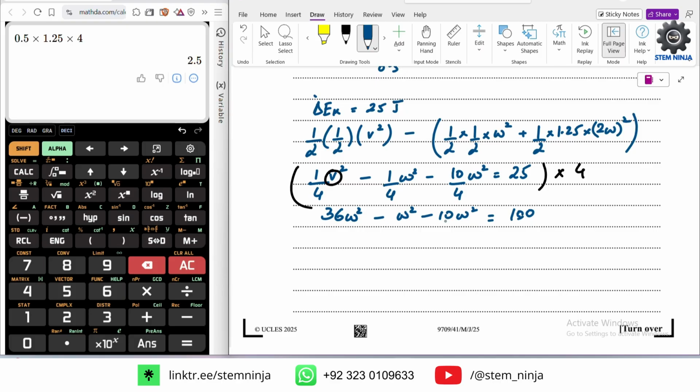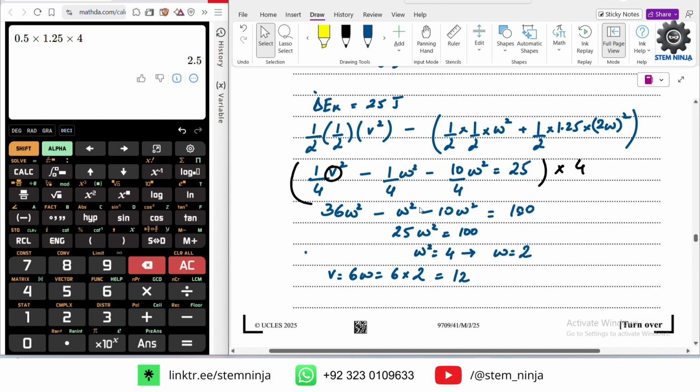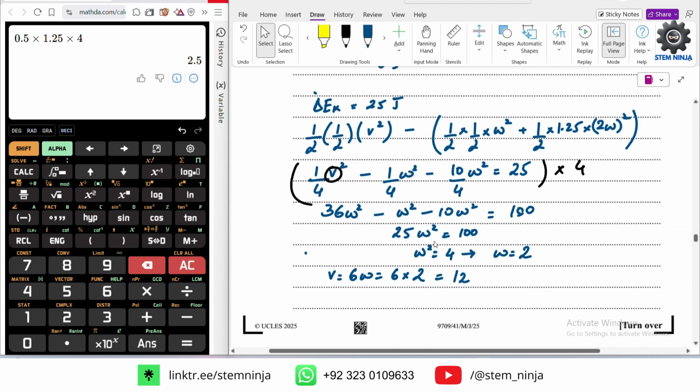35 minus 10 is 25, which is equal to 100. So therefore omega squared is 4, so w is again just 2. V being 6w, that is going to be 6 times 2, which is 12. Alright, and that's it for this question. Let's move on to the next one.